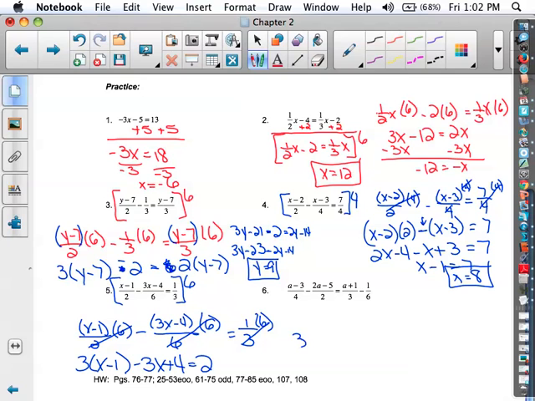So this will give me 3x minus 3 minus 3x plus 4 is equal to 2. They cancel. I get 1 is equal to 2. And guess what? That is no solution, or the empty set.